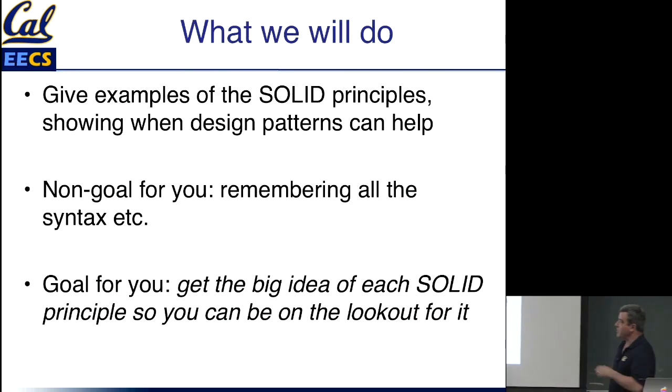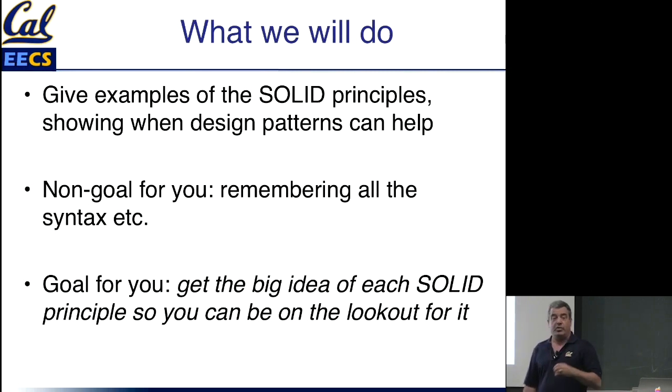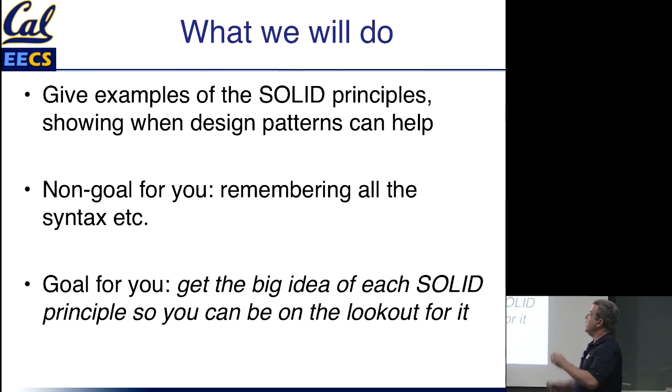So what we're going to do is give examples of the solid principles. We're going to go through each one, show what it means, and show the circumstances under which you might find yourself accidentally in violation, and then showing which design patterns could help bring your code back sort of into more compliance or harmony with that principle. It is a non-goal, as usual, for you to remember all the syntax of all the examples. All the examples I'm going to do are on GitHub or in the book or both, but the goal is to understand the big idea of each of the principles so that you can recognize it when you see it.